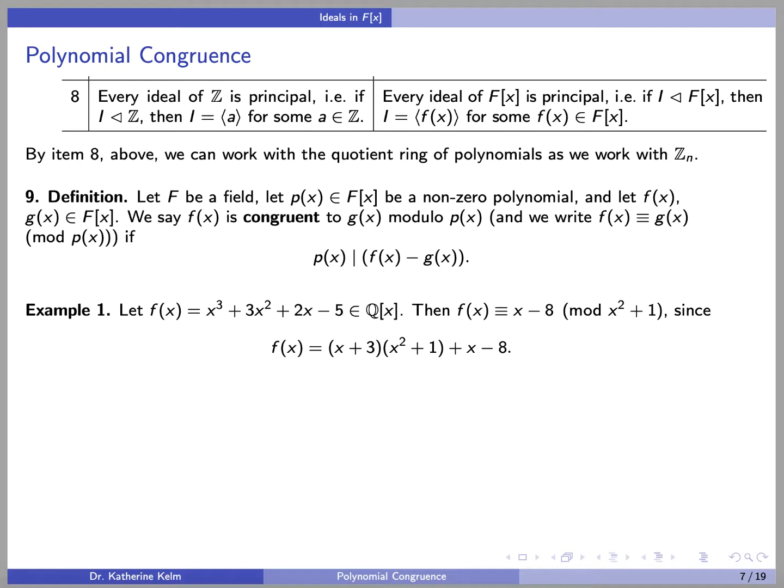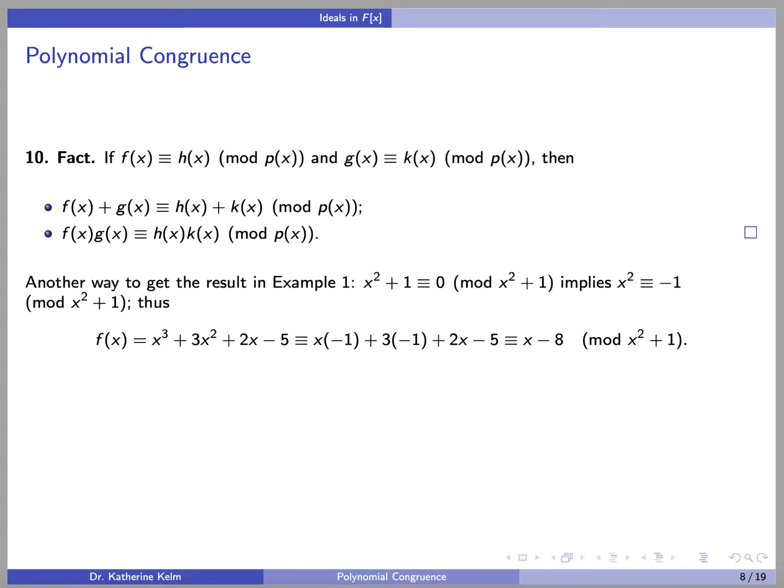As an example, let f(x) be equal to x cubed plus 3x squared plus 2x minus 5 with coefficients in the rational numbers. Then f(x) is congruent to x minus 8 modulo x squared plus 1, since we can observe that f(x) can be written as (x plus 3) times (x squared plus 1) plus (x minus 8). In other words, f(x) is a multiple of x squared plus 1 plus x minus 8.